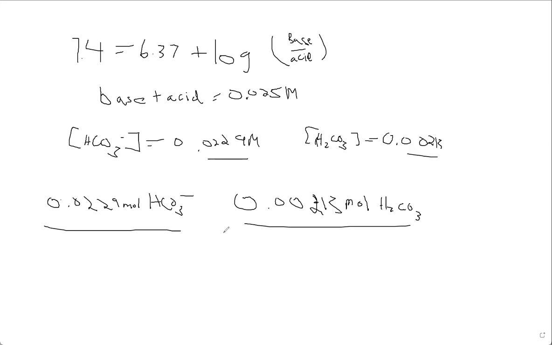Now for C, it asks, determine the pH if you add 10 mL of 1 molar HCl to 1 liter of blood. First off, I'm going to ask Sana, if I add HCl to this mixture of bicarbonate and carbonic acid, which of these is going to react with the HCl? The bicarbonate or the carbonic acid?